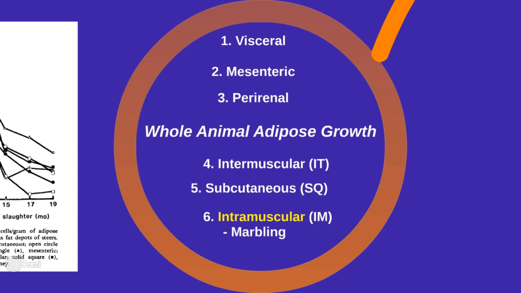And intramuscular fat is that fat that is within the muscles. So it's inside each individual muscle next to those muscle fibers and muscle bundles. And this is what you've probably heard of as marbling.